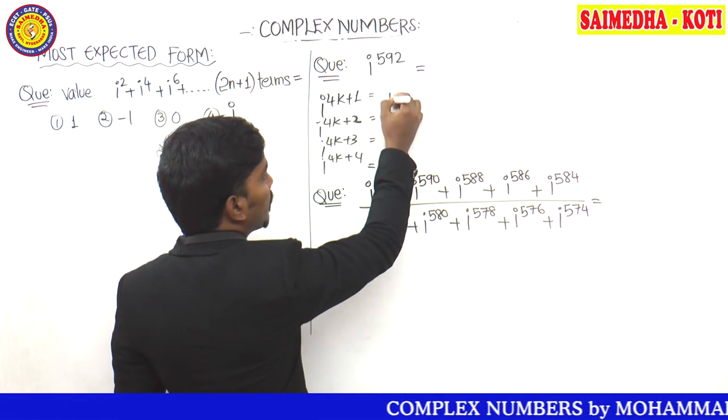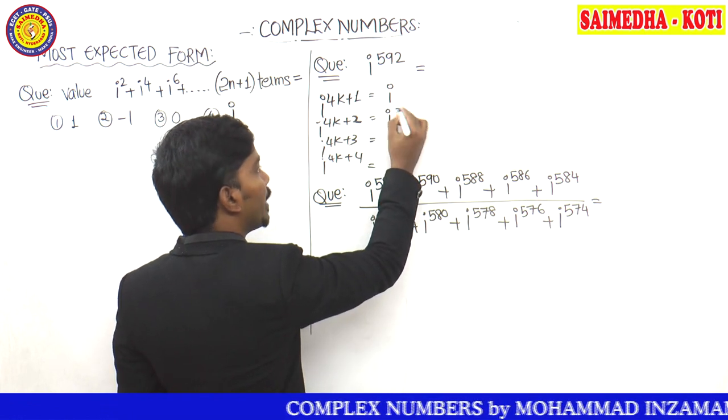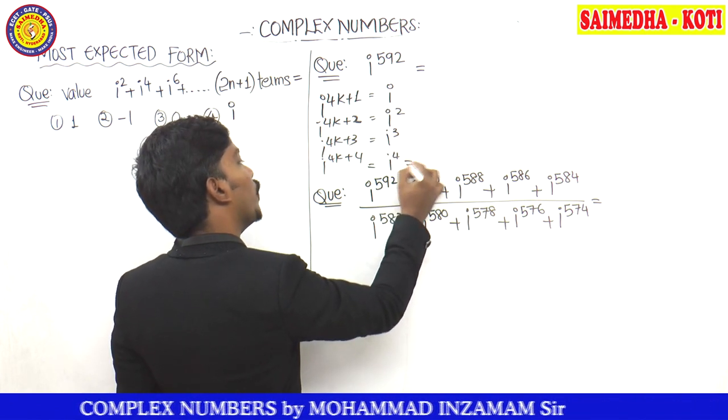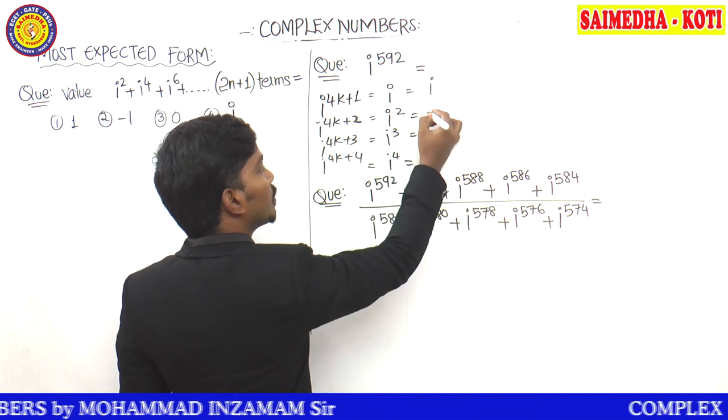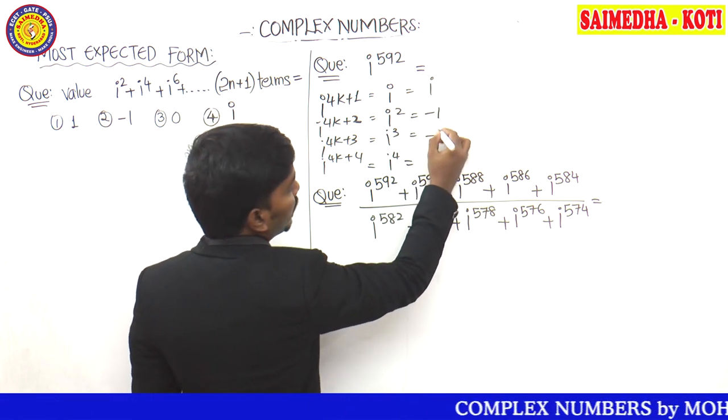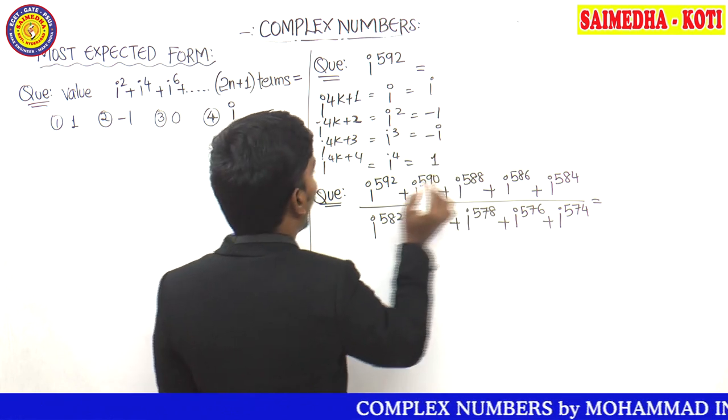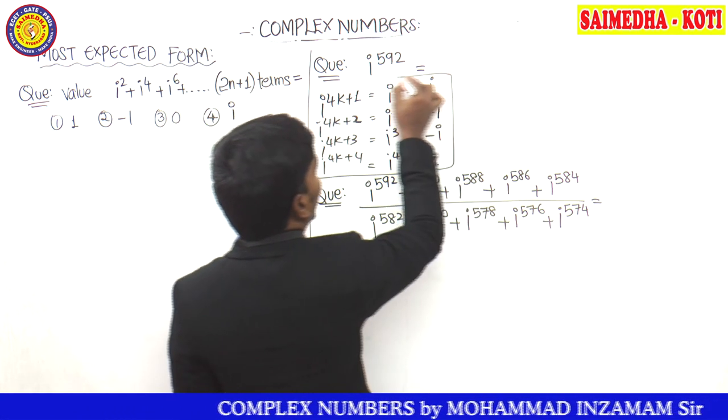i to the power of 4k plus 1 is i, then i square, i cube, and i power 4. These are written as i, minus 1, minus i, and i to the power of 4 equal to 1. So this is the formula that I already told you.